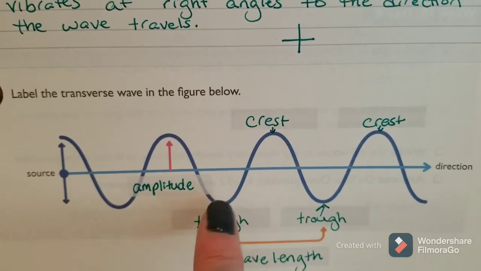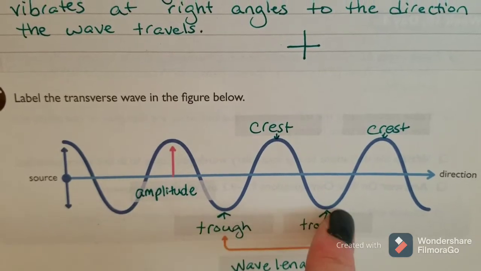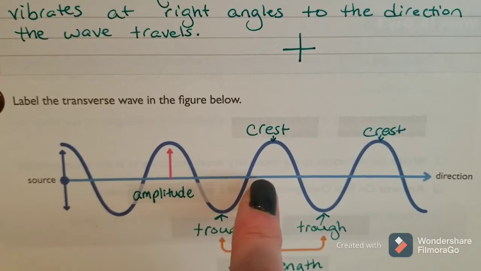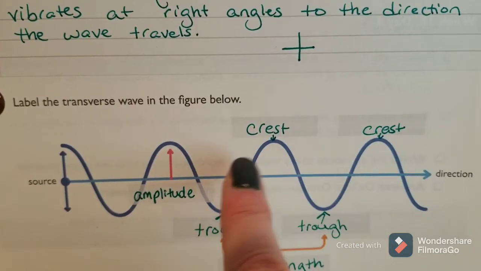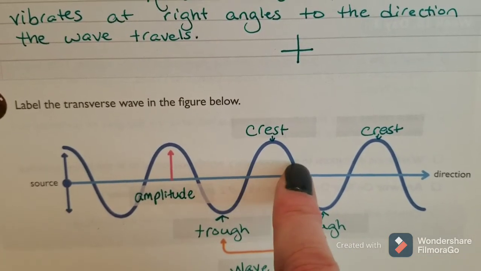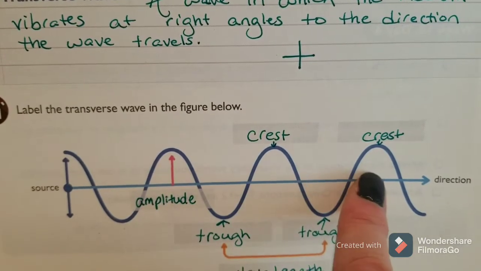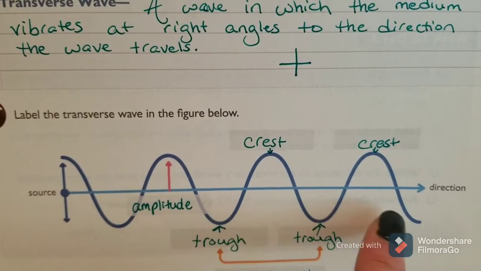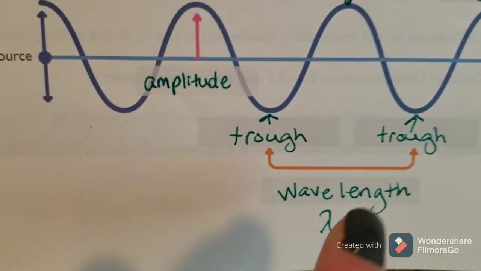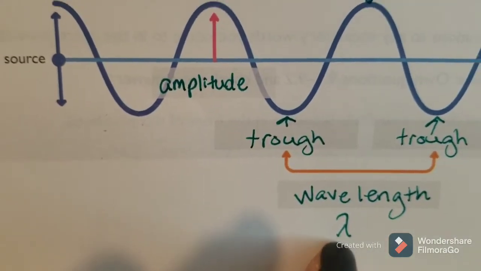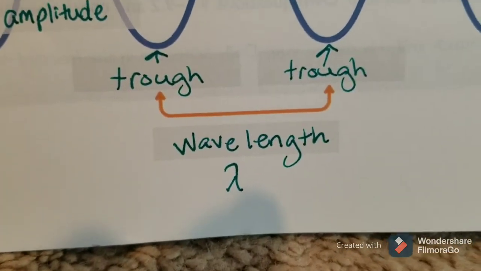So wavelength is from any point in a wave to the same point on another one. Assuming they're consistently the same size, you can say the wavelength is from this trough to this trough, or this crest to this crest, or this point right here to this point way over here. Because not here, that's not the same point on a wave. This would be the same point on the wave from here to here, or from here to here. Okay, so that is a wavelength. And there's this cool symbol, a Greek letter for wavelength right there. Isn't that neat? Wavelength. There you go.